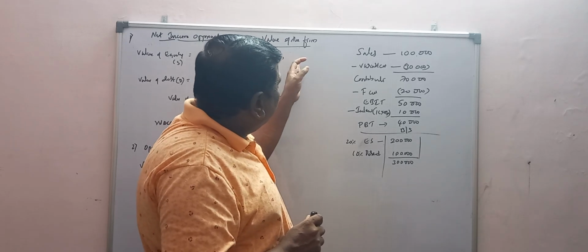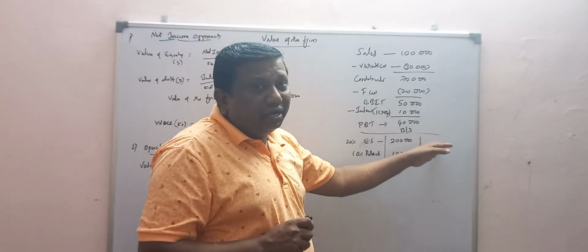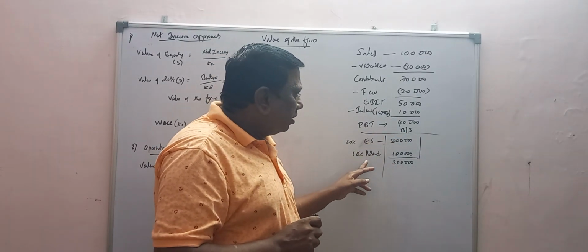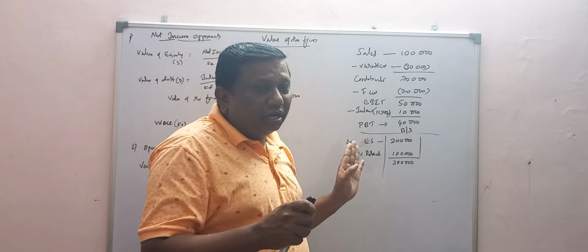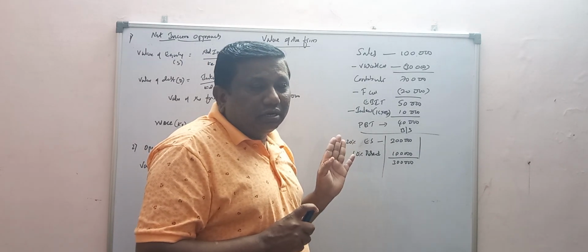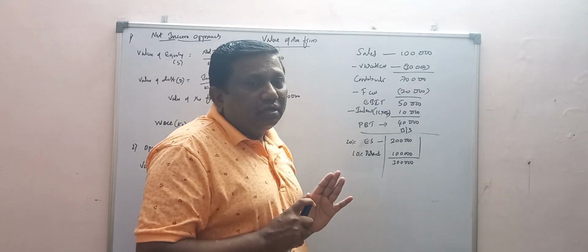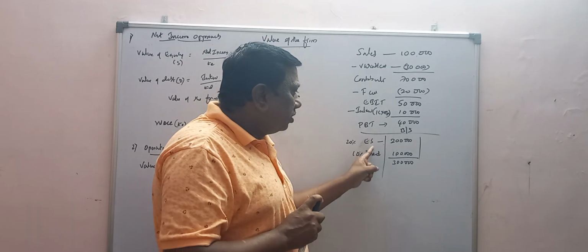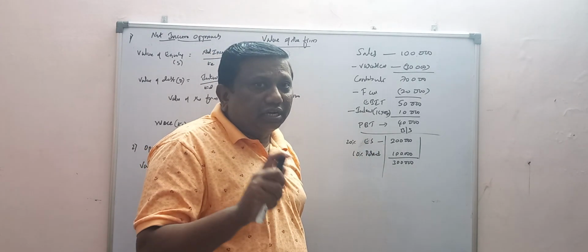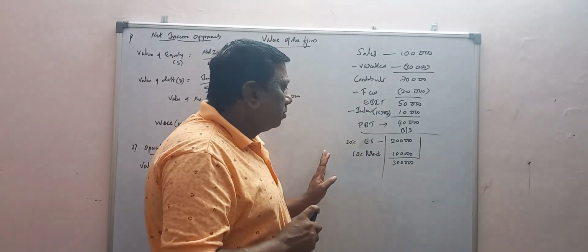To find out the value of the firm, we know the balance sheet: total assets equals total liabilities. I am not writing assets. In these different approaches, we are assuming only two types of capital, that means equity share and debentures. We are not concentrating on preference shares and retained earnings. The rest we are not considering, only these two.